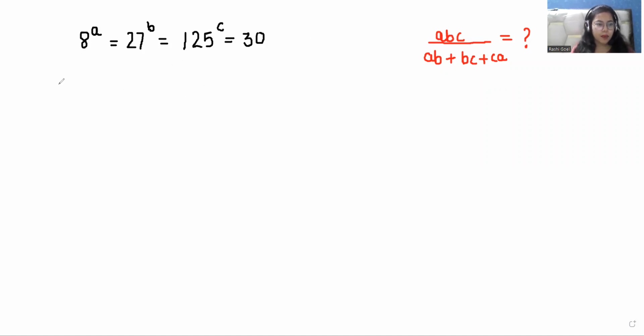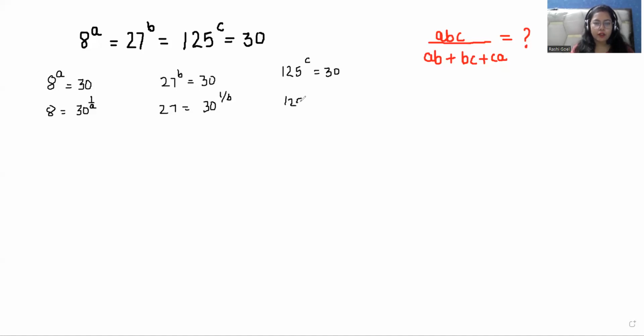So I can write 8 power a is equal to 30, or 8 is equal to 30 power 1 by a. Similarly, I can write 27 power b is equal to 30, and 27 is equal to 30 power 1 by b. Now 125 power c is equal to 30, and 125 is equal to 30 power 1 by c.